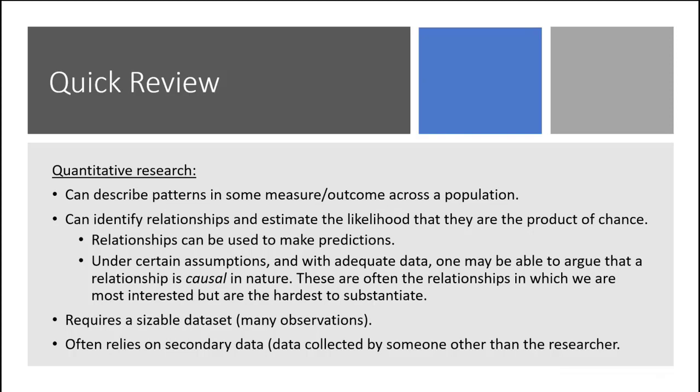Under certain assumptions and with the right kind of data, you might be able to argue that a relationship you find is causal in nature. So again, meaning that B followed A only because of A. Were it not for A, B would not have happened. That's what we mean by something that's causal.